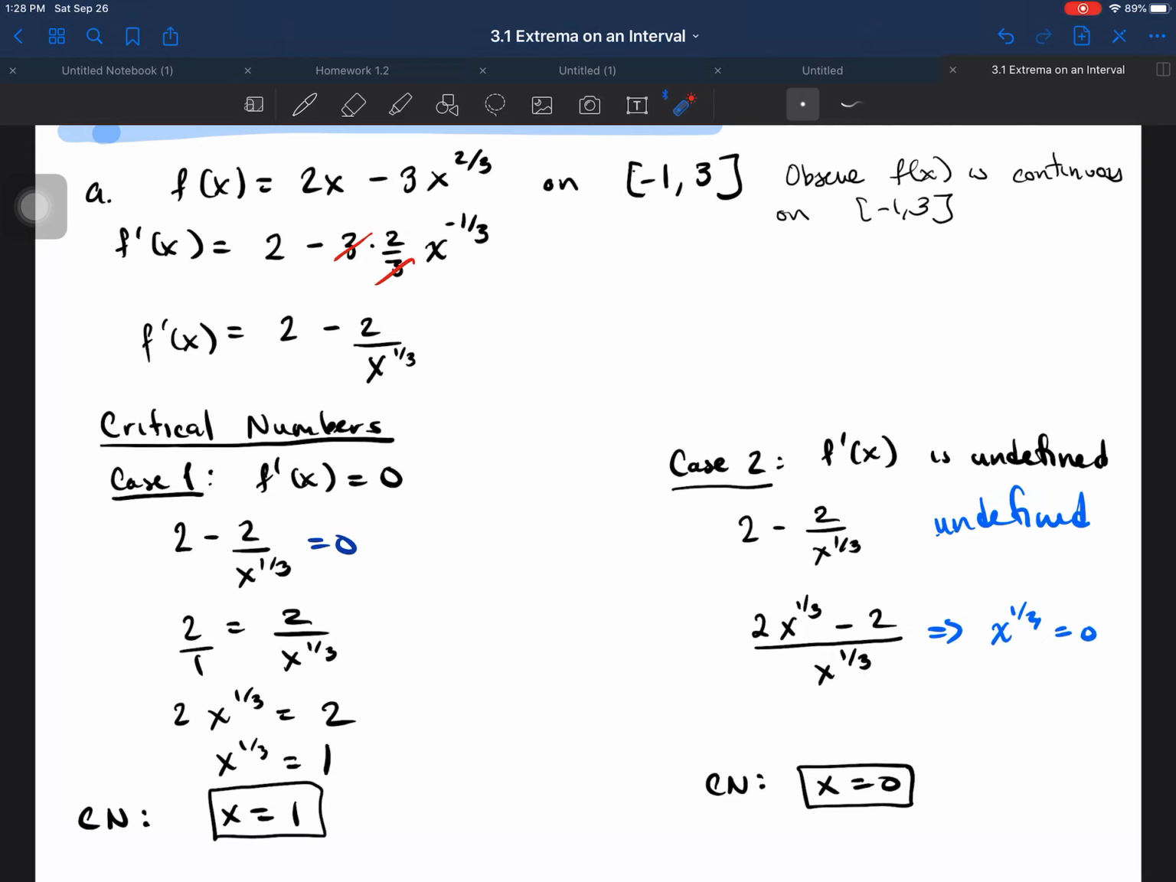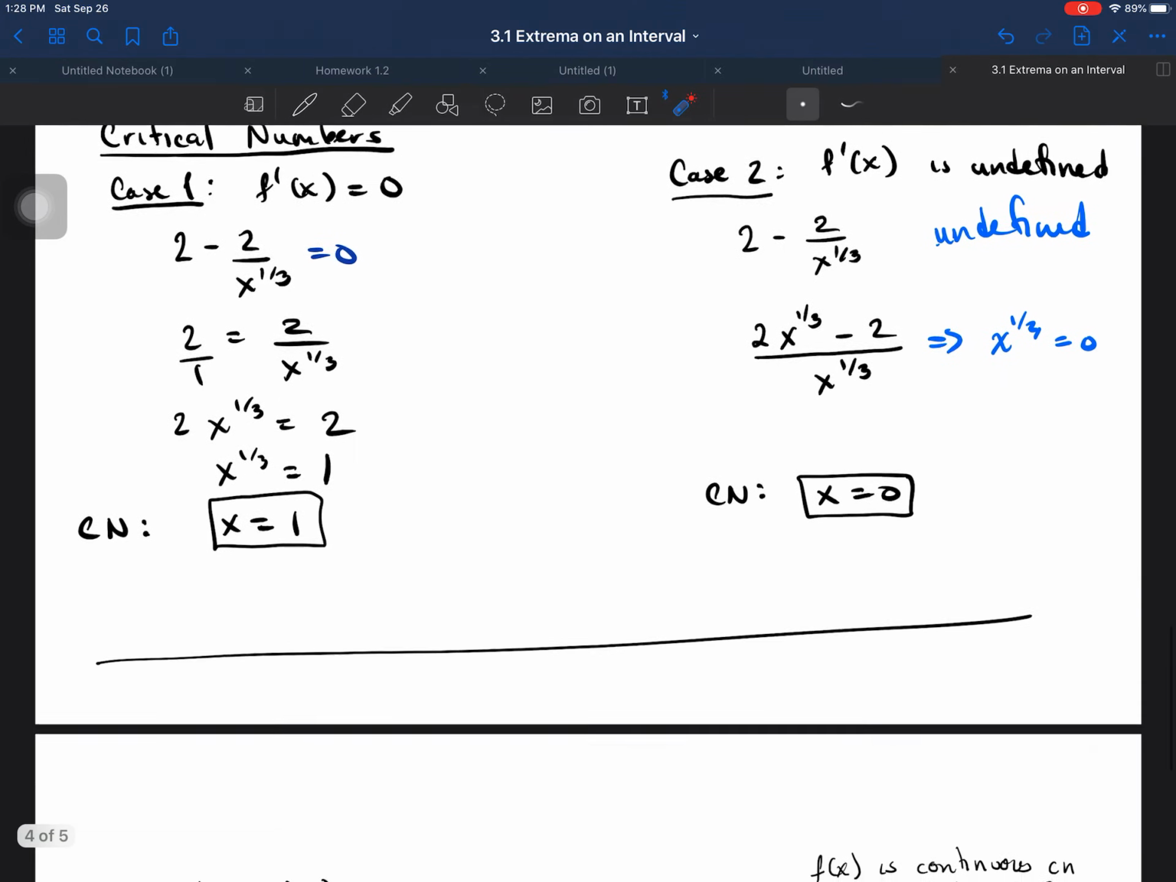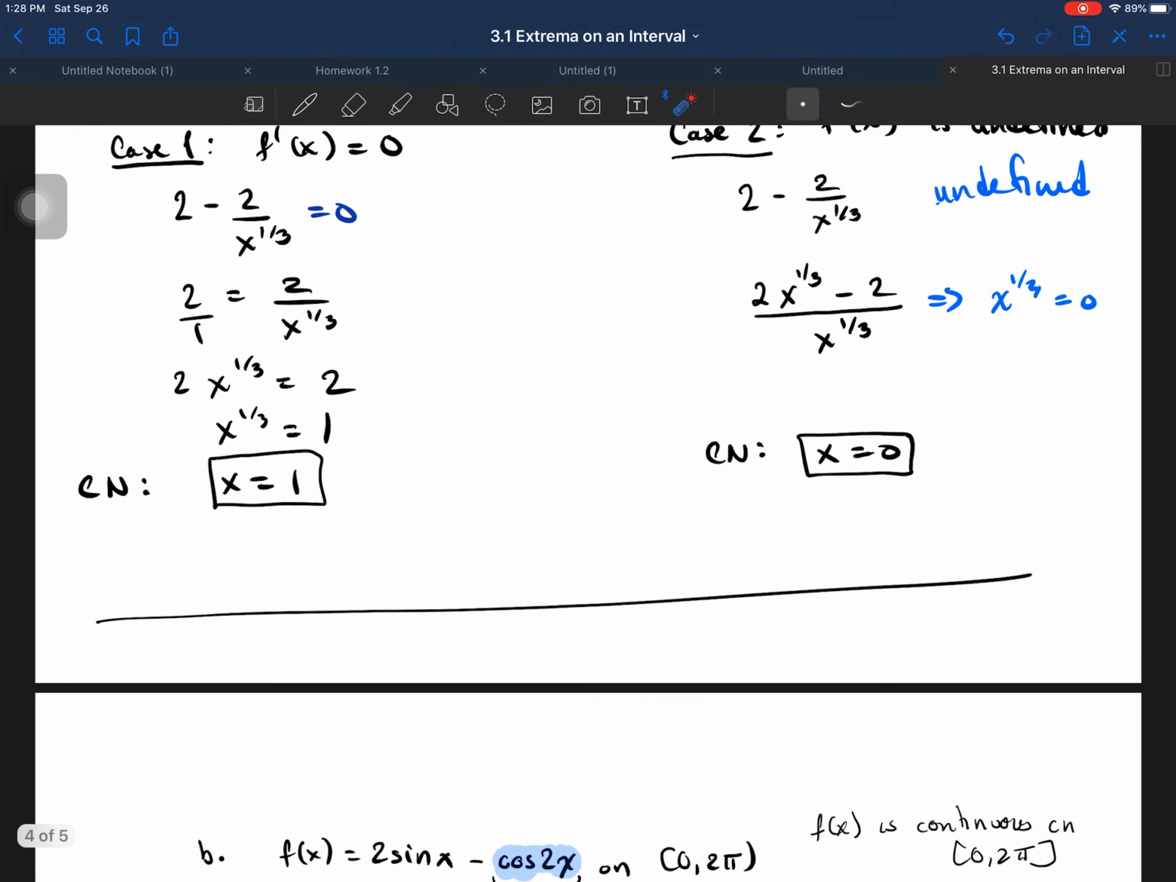This, and remember that this will be undefined whenever the denominator is undefined. So I'm going to set the denominator equal to zero, and that tells me that that's going to happen whenever x is 0. That's the only way, right? By taking the third power on both sides of the equation, that will give me x, and 0 to the 3rd is still 0. So we have two critical numbers.